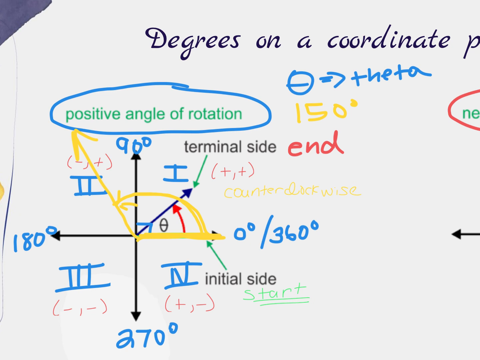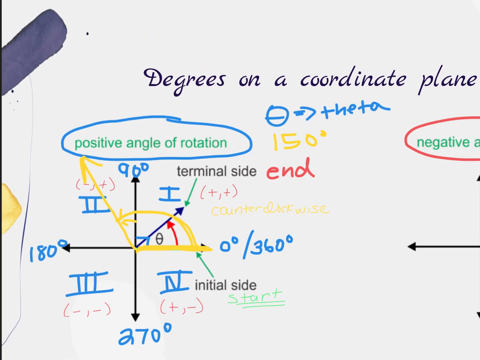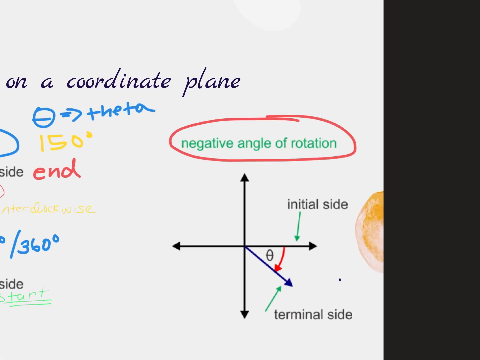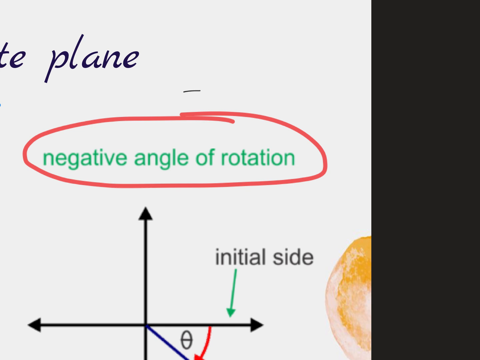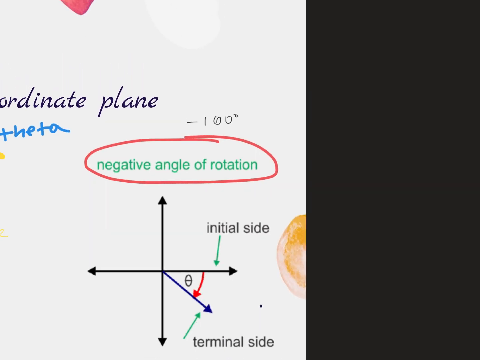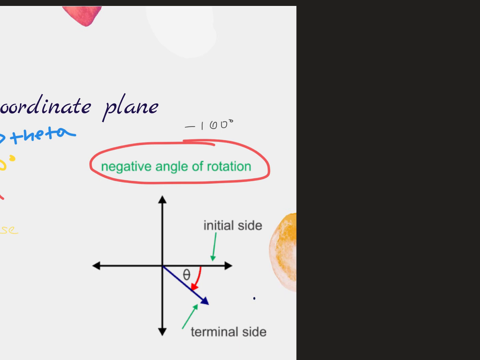So positive angles, you start at the initial side and go which direction? Up. Perfect. All right, so then you might be given an angle measure and it's negative. Like it will say negative 160 degrees. All right, well, how does negative rotation change?